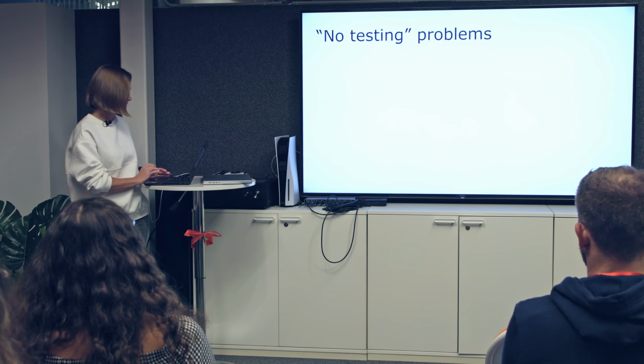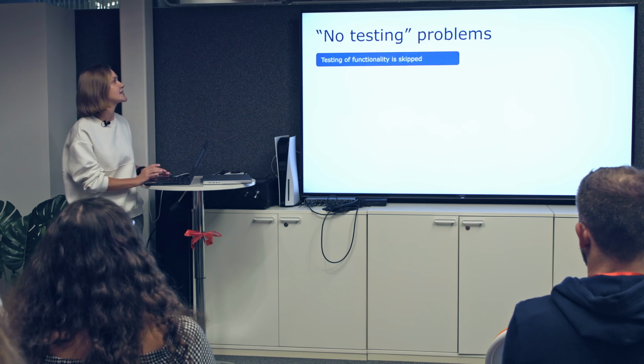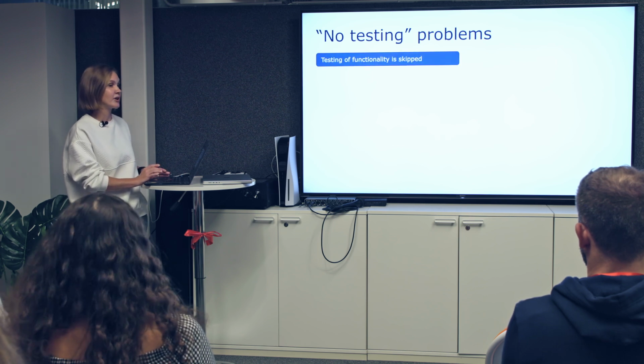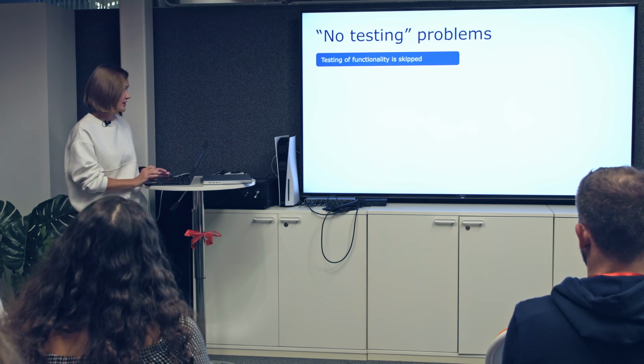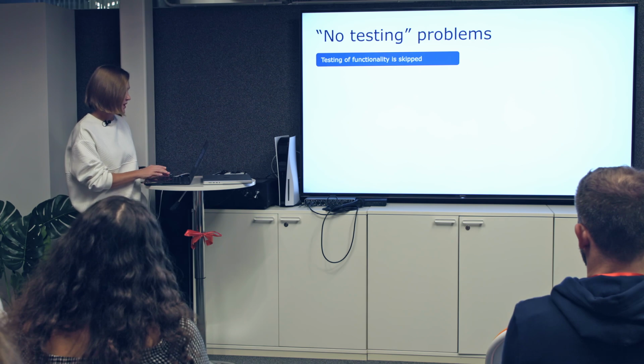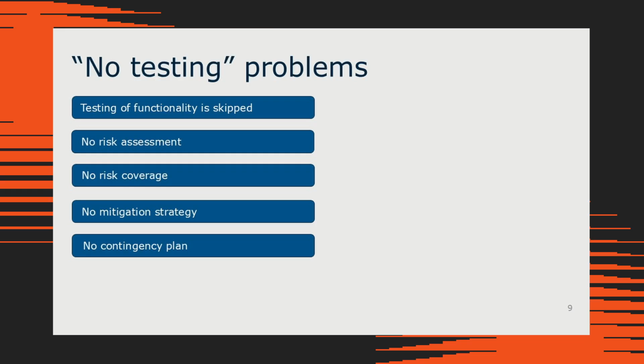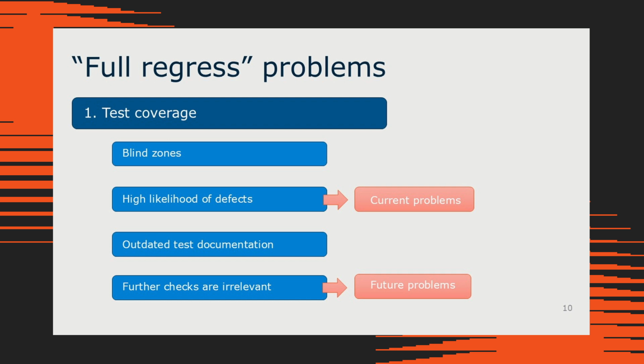Let's start with the minimalistic approach, the no-testing problems. Of course, obviously, we skip testing of functionality here, but this is not even the worst thing that could be skipped. We don't work with risks here. We don't do risk assessment or risk coverage. So we don't have mitigation plans or contingency plans. But the full regression approach also has a couple of problems.